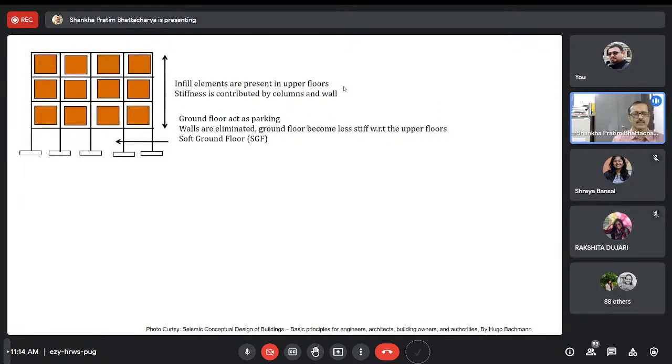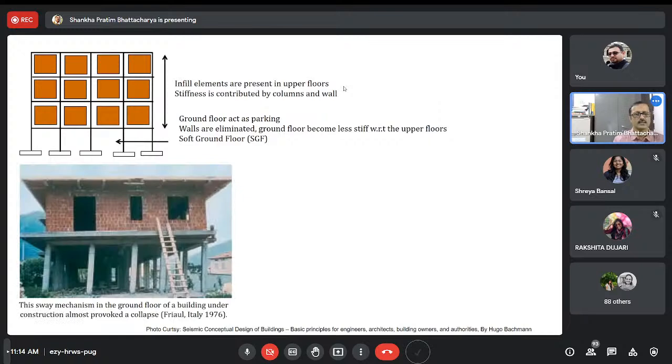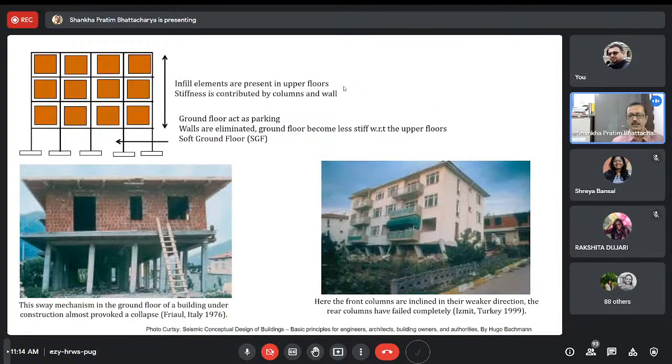So this ground floor, as I just told you, is not contributed by the wall, and you see this kind of phenomenon is going to happen. The building has not collapsed, but damage has started. You see the inclination of the columns in the soft ground floor. You see the next building, it is almost an irreparable collapse. A repair kind of damage has occurred. The whole building is over a soft floor, only columns.